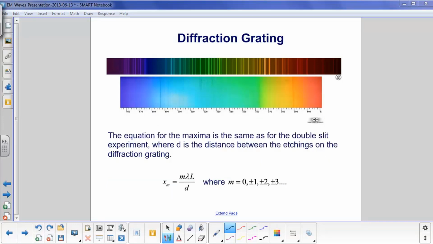When you do the math, you come up with the equation for the maxima for a diffraction grating, which is the same as for the double slit experiment, where m is the order, lambda is the wavelength of the incident light, L is the distance between the 2 observation screens, and d here is the distance between the individual etchings. Of course, with a diffraction grating, this is much, much smaller than the distance between the 2 slits in the double slit experiment.